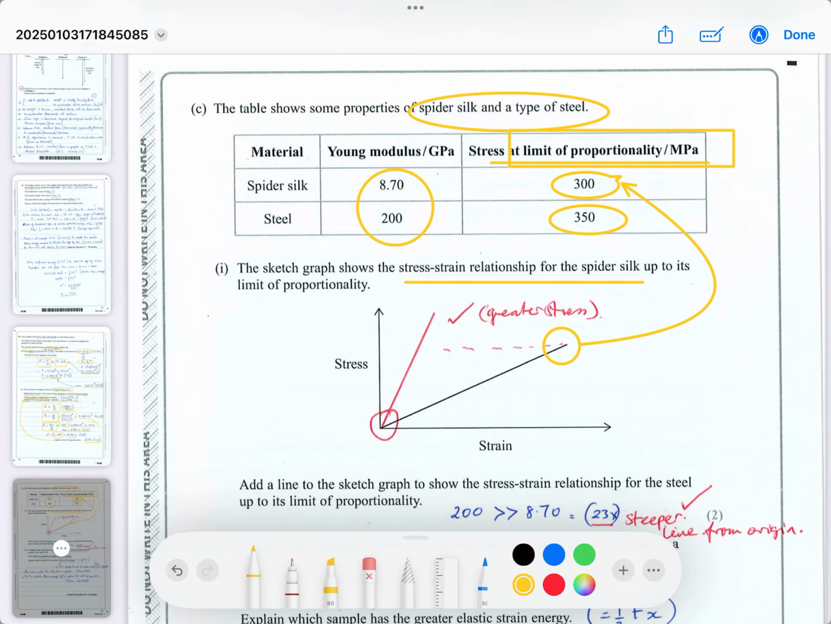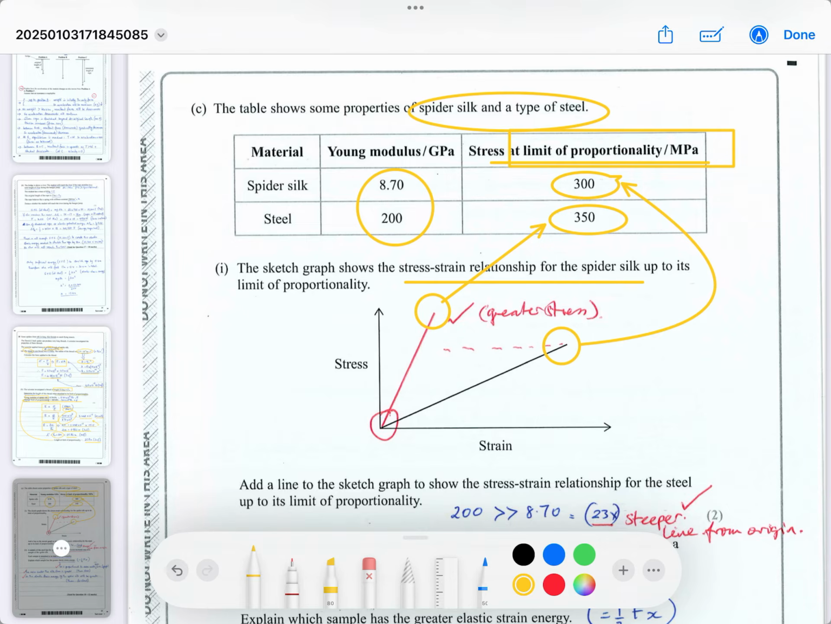And now they say add a line to the graph to show the stress-strain relationship for steel up to its limit of proportionality. So its limit of proportionality is 350, so therefore this peak, the maximum point of the stress here, should be slightly higher than the 300. It's a sketch, so it doesn't need to be 100% accurate.